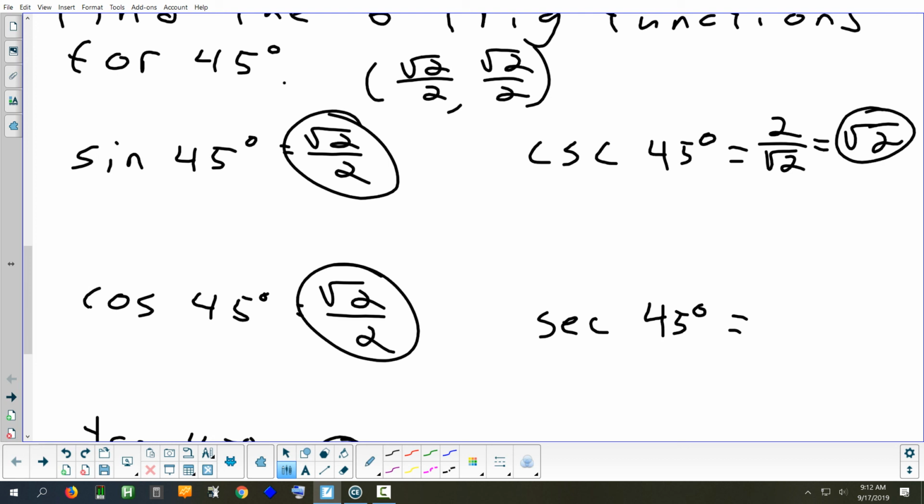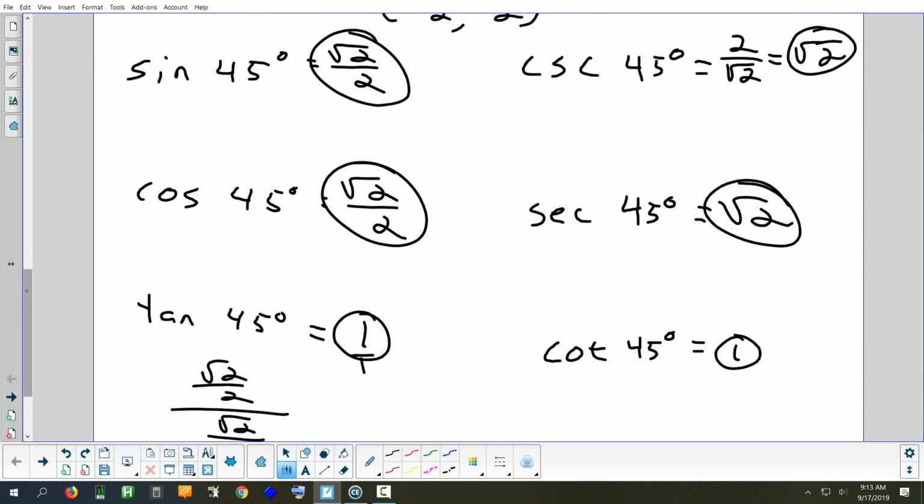And now what about the secant? Same thing. The sine and cosine were the same. So same thing. Okay, so again, in the homework tonight and on the test, that would be 6 questions, all separate. Okay, so any questions on finding the 6 trig functions of 45 degrees?